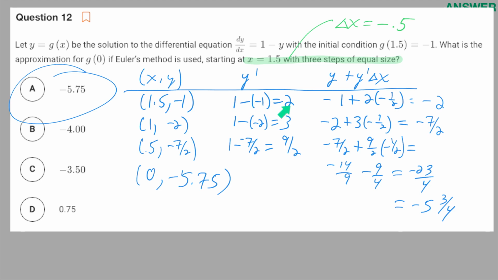First time around, slope is 2, negative 1, 2 times negative 1/2 is negative 2. Start with that. Calculate your new slope, 3. Calculate your new y, negative 3.5. Last step, new slope is 4.5. Calculate your new y. Need a common denominator. That should say 14/4, not 14/9. 14/4 minus 9/4 is negative 23/4, negative 5 3/4, or negative 5.75.